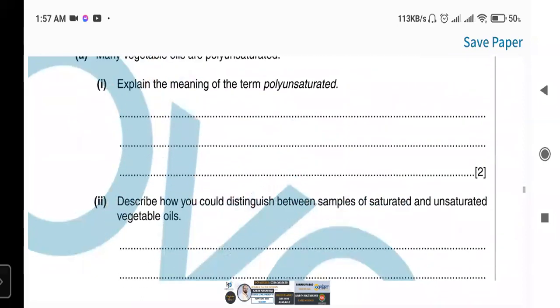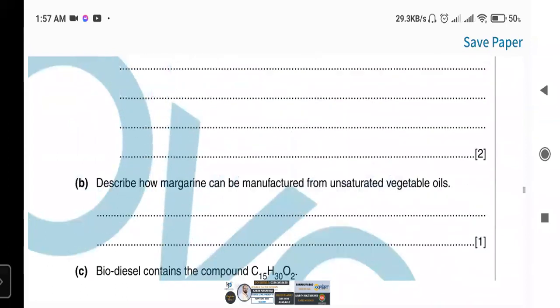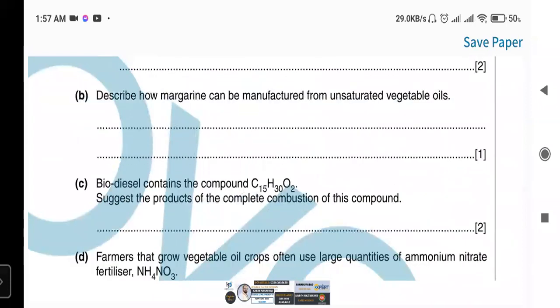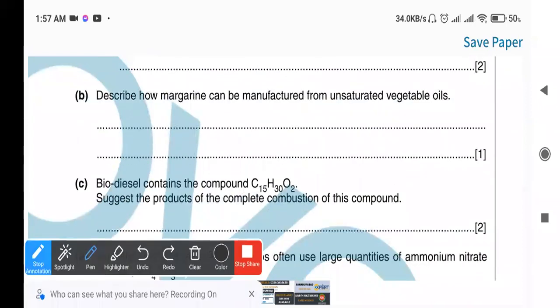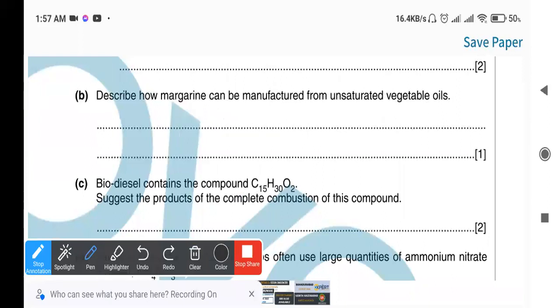It's double bond. Saturated and unsaturated vegetable oil. Just add bromine. On adding bromine, the unsaturated will decolorize the bromine. Margarine, producing margarine means turning an alkene like C2H4 to alkane by adding hydrogen. So just by adding hydrogen with the unsaturated vegetable oil, we can convert them into margarine. And the catalyst needed here is nickel catalyst, isn't it?